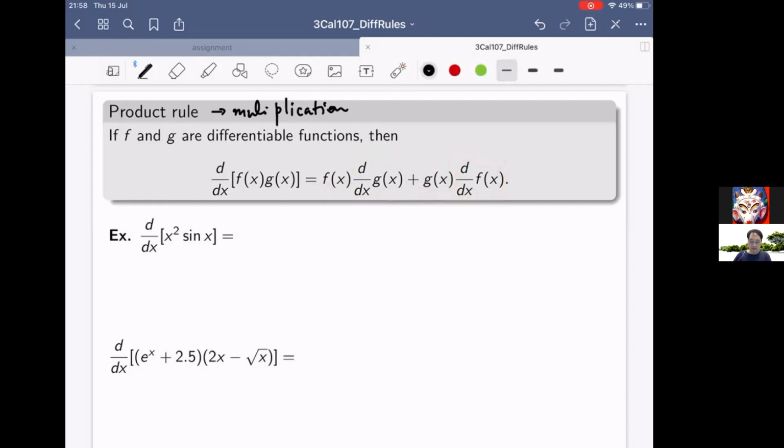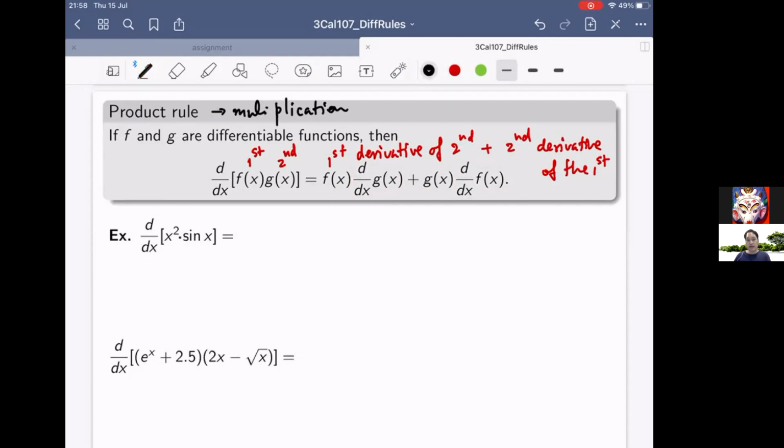Sometimes we say that here is the first and there is the second, so it becomes the first times the derivative of the second, plus the second times the derivative of the first. This is the way that we usually memorize it.